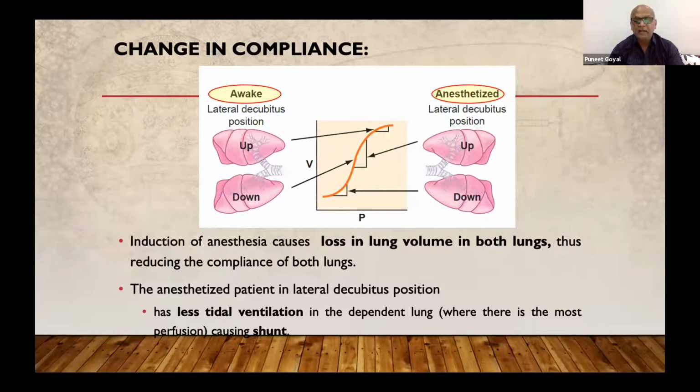Thereby, there is a natural shunting of the blood without getting oxygenated. So it is producing a kind of shunt. That's why you get a problem when oxygenating the patients or removal of CO2 during one lung ventilation.